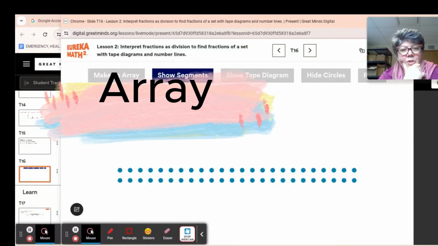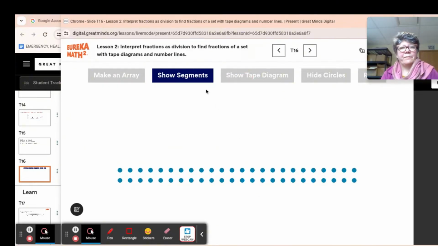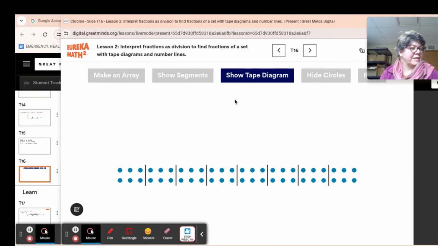Now, how could we show 5/8? We would have to break our 24 into 8 groups, right? Let's try with our interactive here. There we go. That was quick because 6 times 8 is 48. So you can see here we have 8 groups and each one has 6 in it, right?